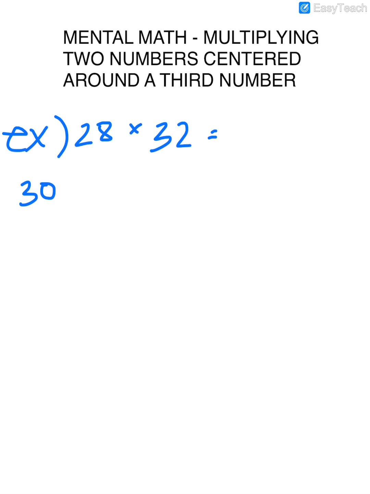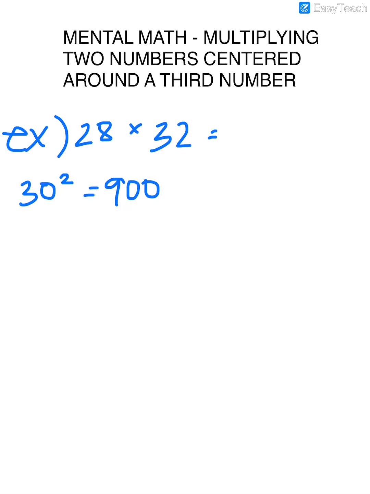Let's see. I think the first example I'm going to do is 28 times 32. Now, obviously, this is centered around 30 because 32 is 2 away from 30 and 28 is 2 away from 30. So the center number is 30, and that's just finding the average number. So your first step is to square that number. You have to square 30, which would be 900.